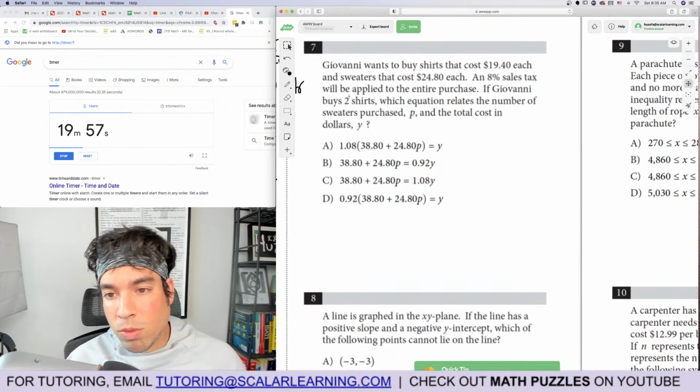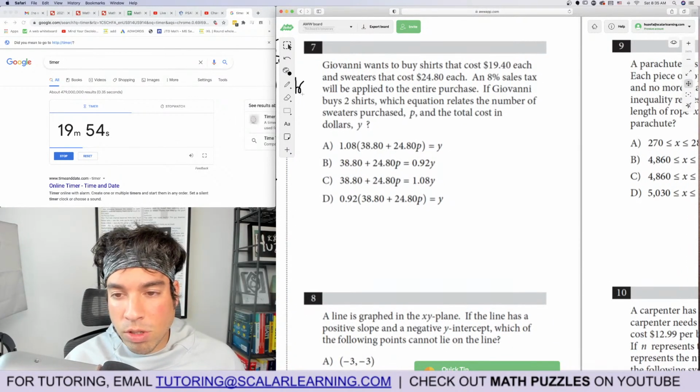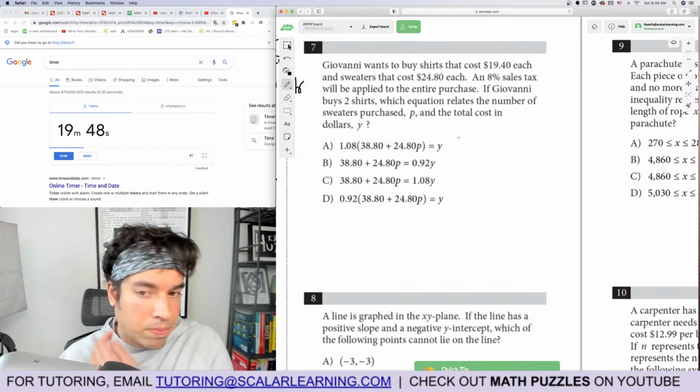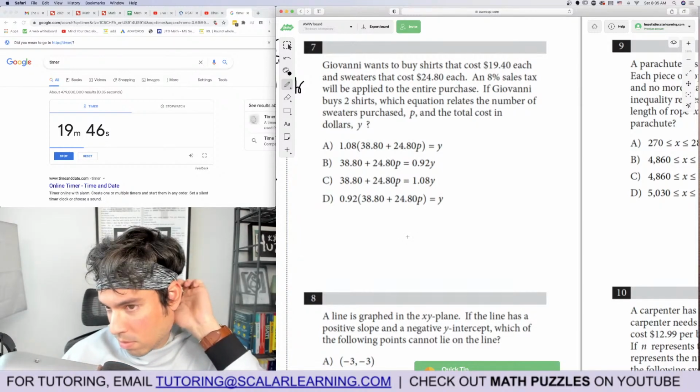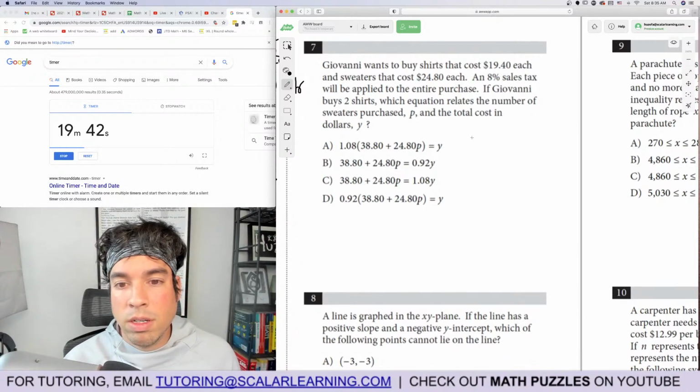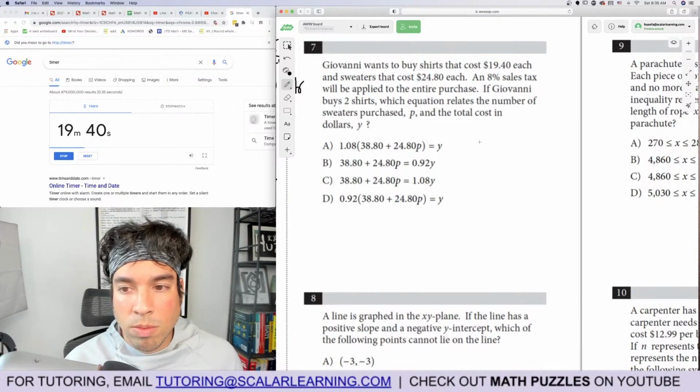Number 7. Giovanni wants to buy shirts that cost $19.40 each and sweaters that cost $24.80. An 8% sales tax will be applied to the entire purchase. If Giovanni buys, okay, so hold on. $19.40, buys 2 shirts.